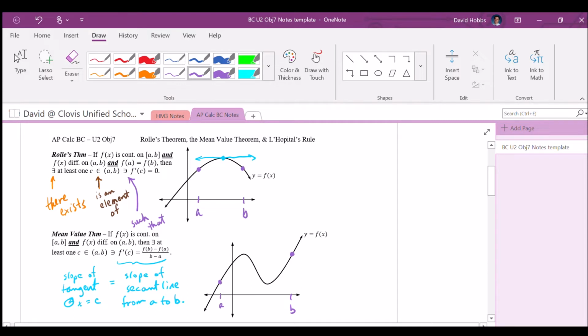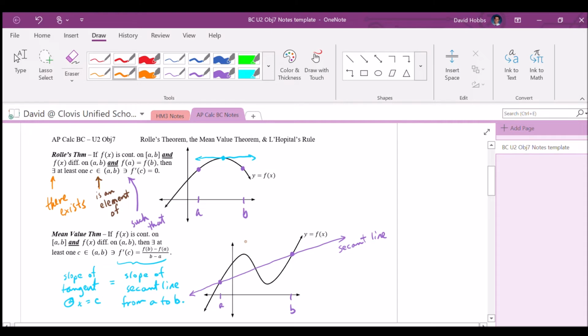Well, let's draw in the slope of the secant line. The secant line is going to go through those two points. Hopefully I draw this fairly straight. Here's my secant line. Okay, and there's at least one c where the slope of the tangent line will equal that slope of the secant line. Now, there could be more than one in that open interval.